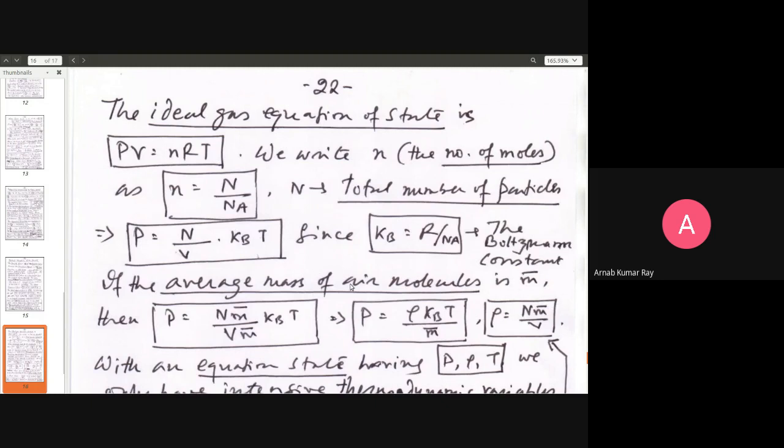Now, the average mass of air molecules is m bar. Bar as in average, small m as in mass. Now, what is the air mostly made up of? Air is mostly made up of nearly 90%, sorry, 80% nitrogen molecules, N2, and nearly 20% oxygen molecules, O2.